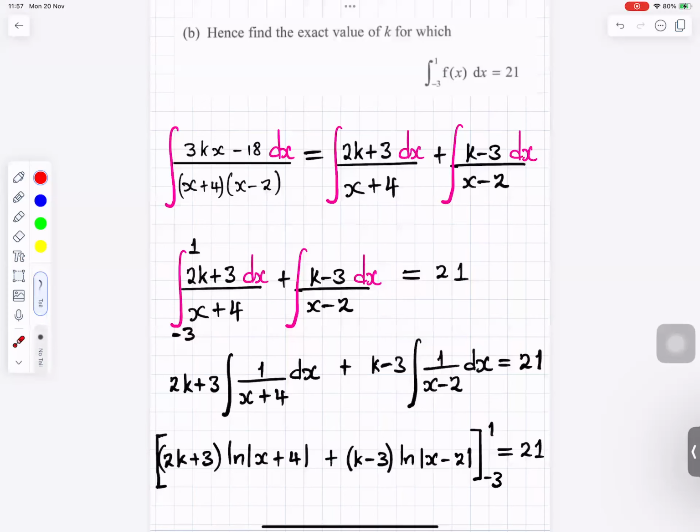Now we need to integrate. Why do we split into partial fractions? It makes it easier to integrate the 2 parts than to integrate one like that. So we have these 2 parts to integrate.